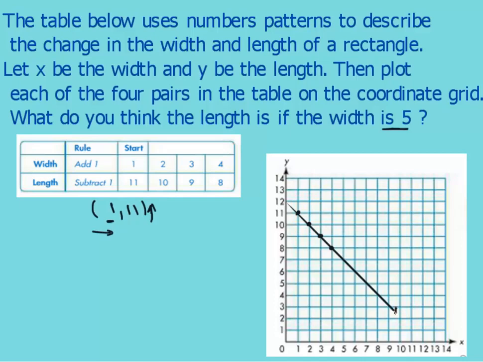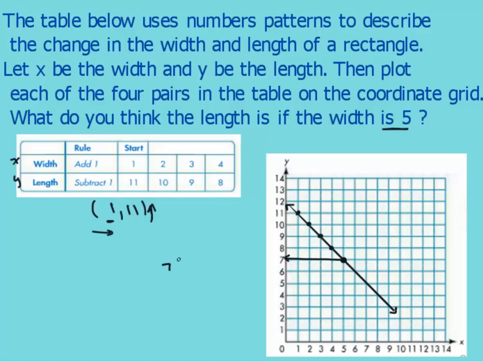Now, after I finish the line, I will find where the width is 5. We said the horizontal line is x. This is x. This is y. Now I will move until I find 5 here. Then I will move up until I touch the ordered pair, or I touch the line. The line is here. Look to the right to find the y. The y is 7.